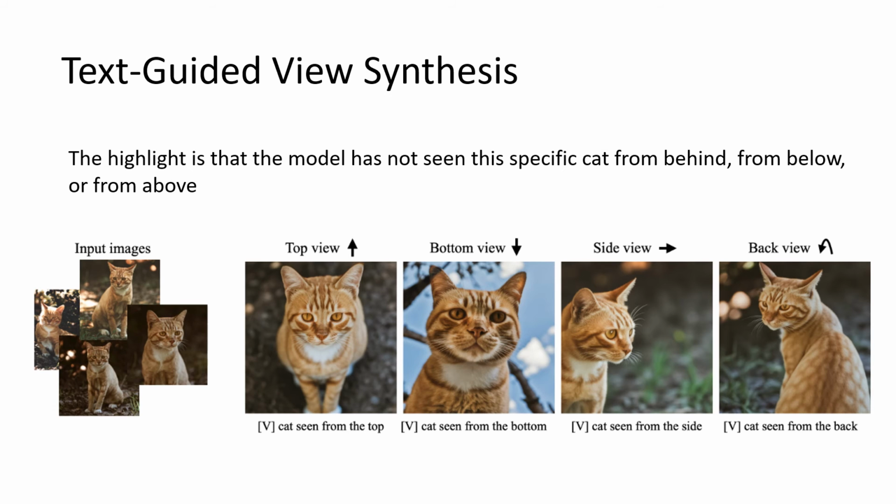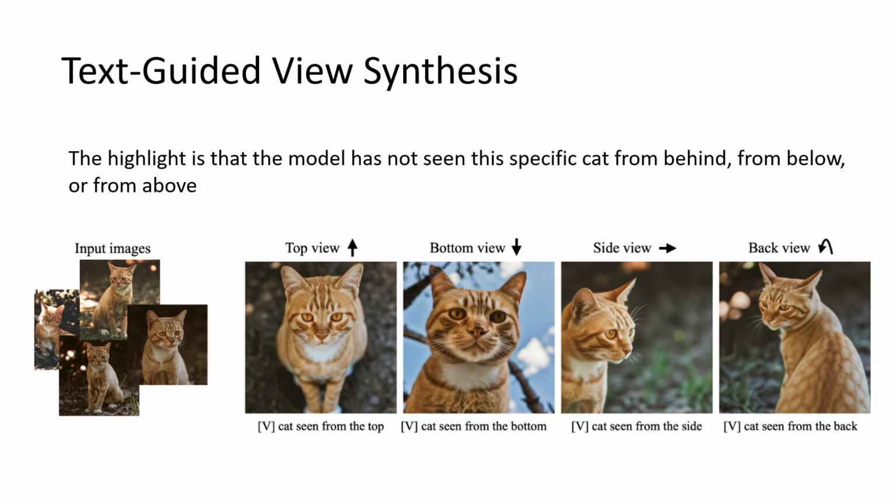They are also able to generate new images of the same cat with consistent complex fur patterns under new camera viewpoints. This is called text-guided view synthesis. The highlight is that the model has not seen this specific cat from behind, from below, or from above. The top view is not apparent in the dataset. Yet, it is able to extrapolate knowledge from the class prior to generate these novel views, given only four frontal images of the subject.